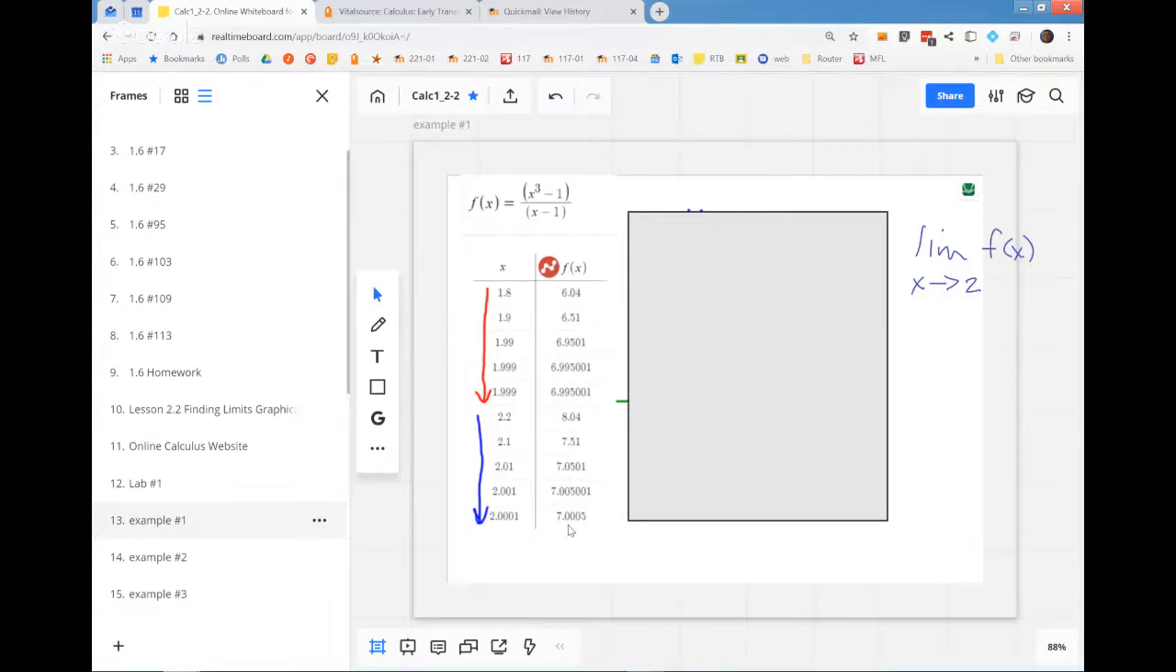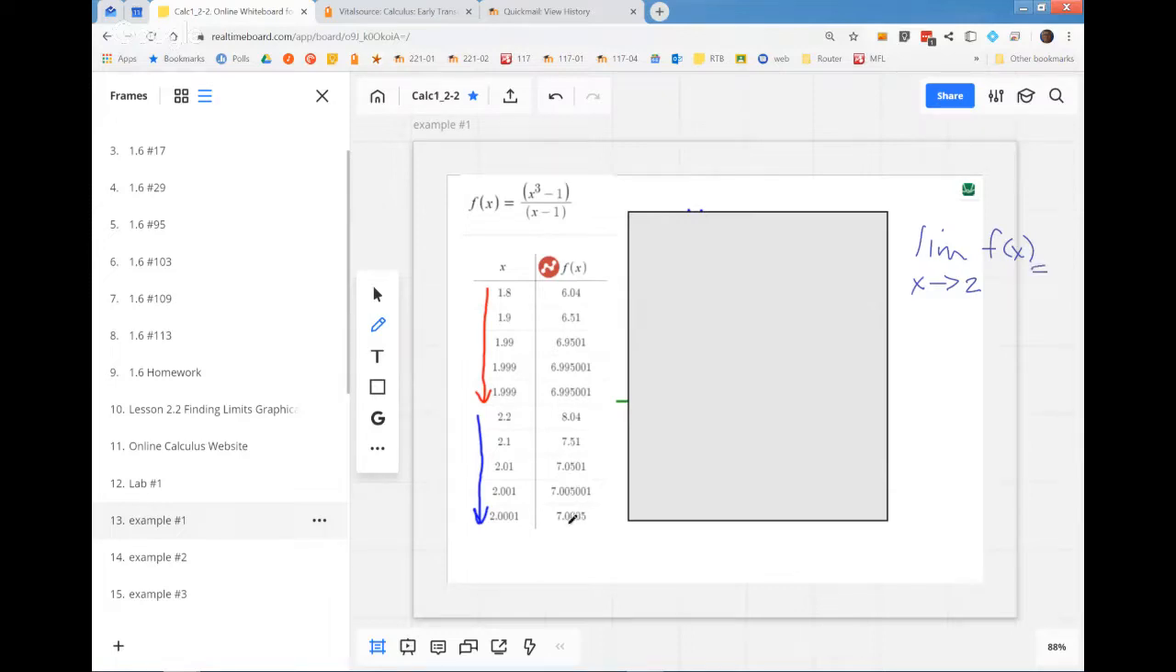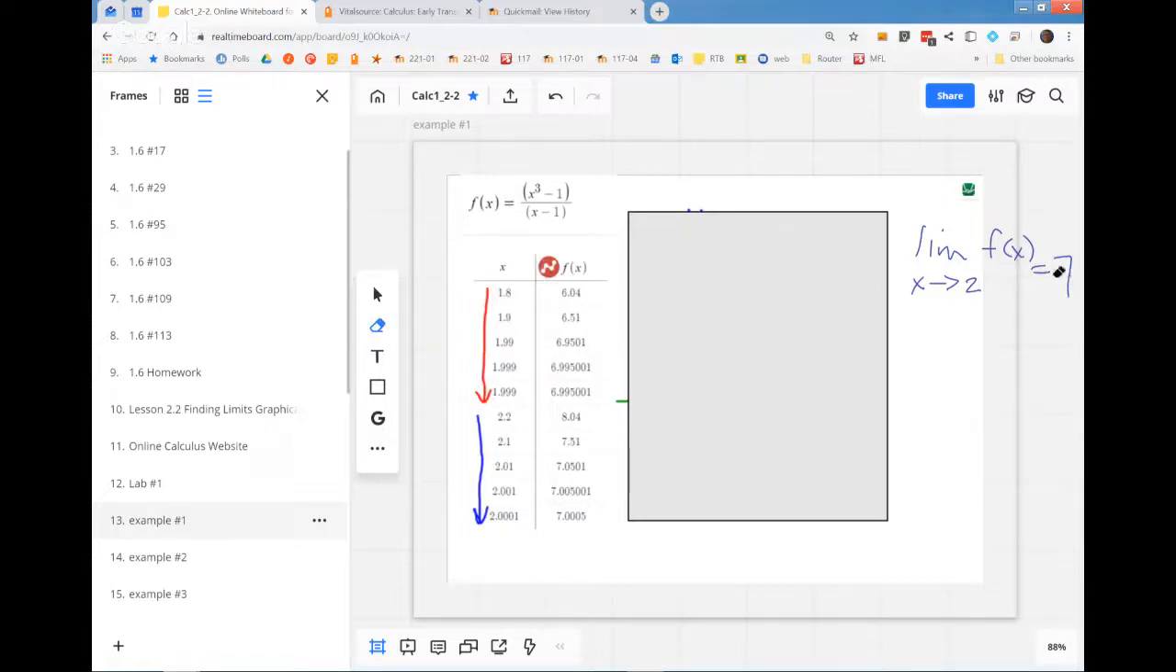So just from substituting a bunch of points, it looks like the limit of this thing, let me get my pen again, is... I need to do that a little neater. Hang on a minute. We need to turn this thing and move it over a little bit.